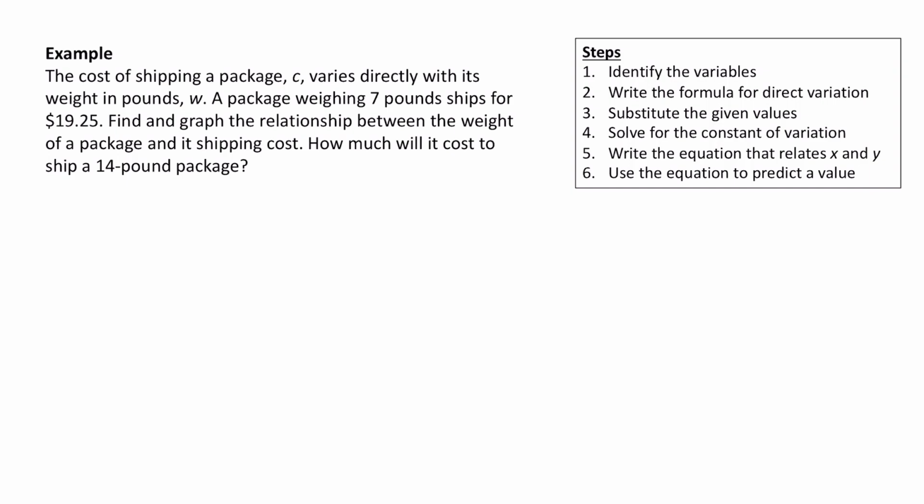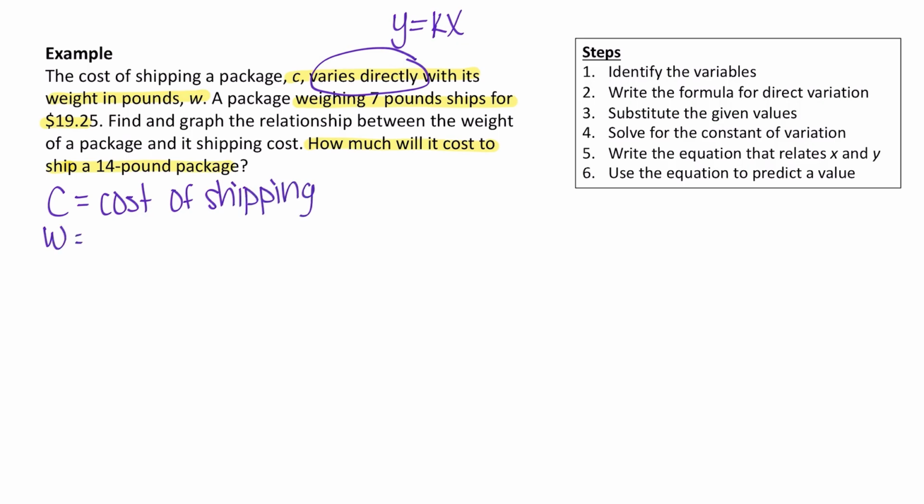It says that the cost varies directly with its weight in pounds W. So this varies directly. It's our very important phrase that tells us that we have direct variation. So our variables are going to be related by y equals kx. We want to find how much it will cost to ship a 14-pound package. So let's start off by identifying our variables. We have C, which is the cost of shipping, and we have W, which is the weight in pounds.